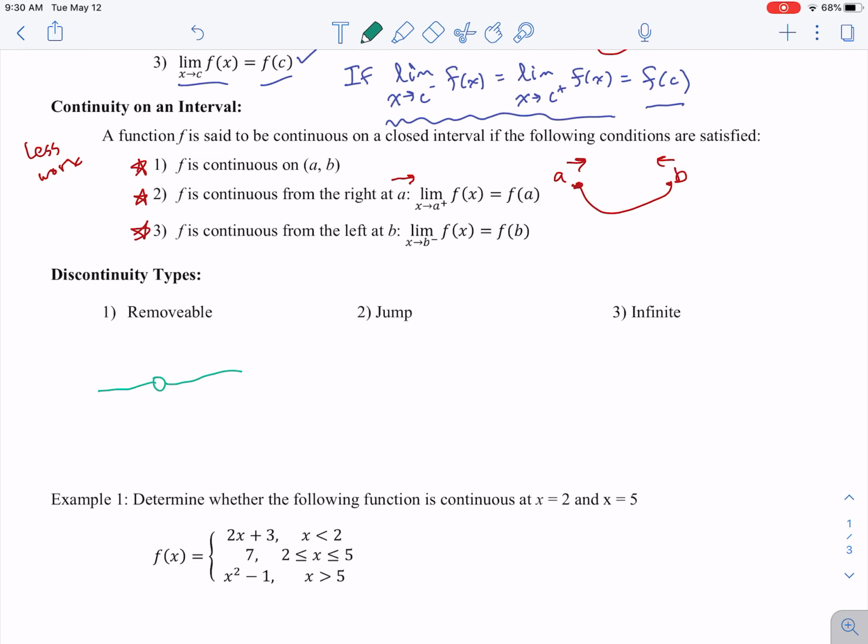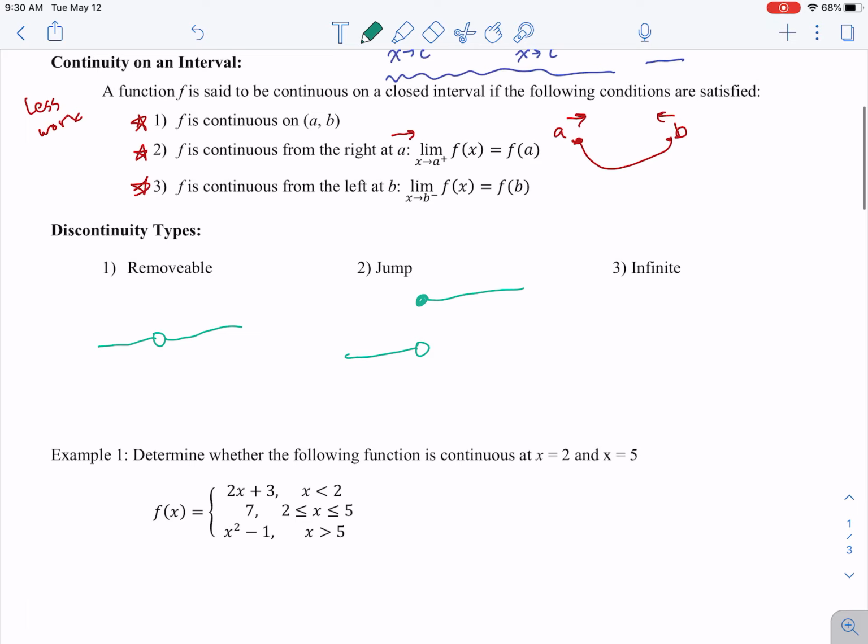So a jump is when the function goes from one thing to another. So you can kind of see there, it jumps from that left part to that right part. And then infinite, that's when you have a vertical asymptote. So like for instance, one of those, that's an infinite. So removable, that's the same thing as a hole, by the way.